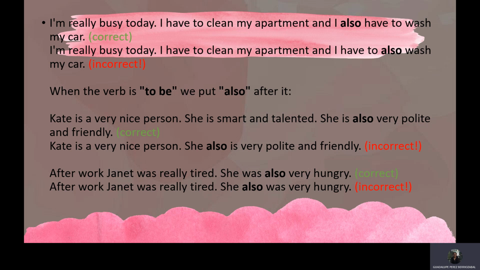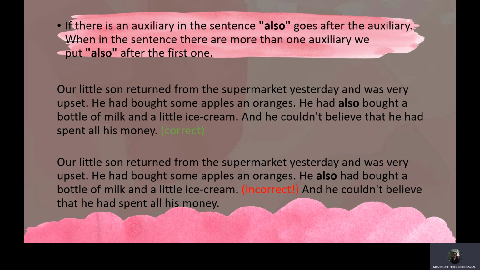And now, if there is an auxiliary in the sentence, also goes after the auxiliary. When in the sentence there is more than one auxiliary, we put also after the first one.